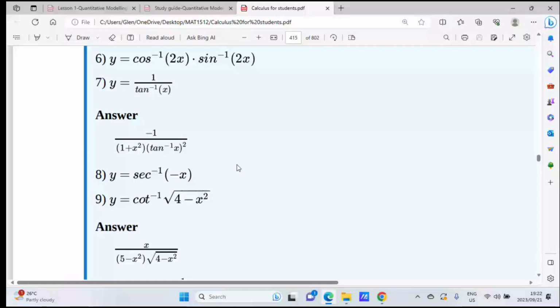Yes, sir. If my answer is x all over 1 plus 4 minus x squared, times the square root of 4 minus x squared, it's fine, still. Yeah, you can have 1 plus 4 minus x squared, yes. And then that multiplied by the square root of 4 minus x squared. Yeah, it's still fine. I agree with the 5.